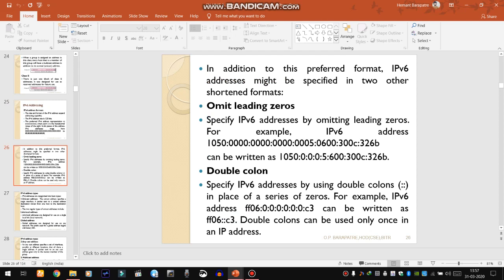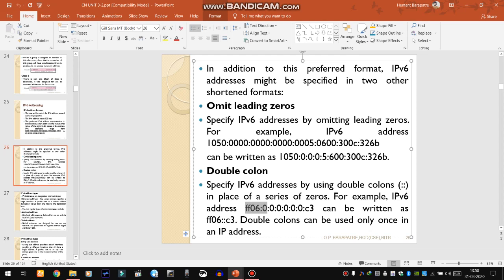In addition to this preferred format, IPv6 addresses might be specified in the following two manners. First, if the IPv6 address contains a number of zeros in between the hexadecimal places, we can omit the leading zeros like this. Suppose we have written 1050 0000 and so on up to 0600 300C 326B. All the intermediate zeros can be written like this: 1050 colon 0 colon 0 colon 0 colon 5 colon 600 colon 300C colon 326B. In this manner we can omit the leading zeros.